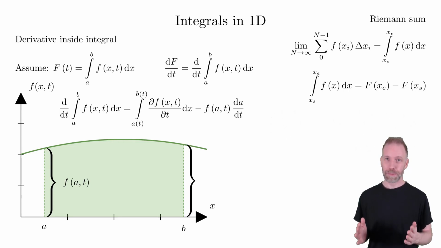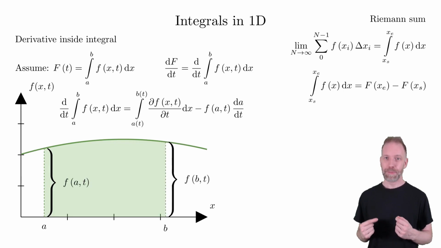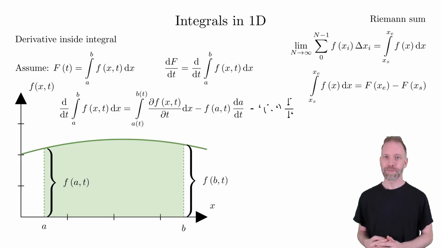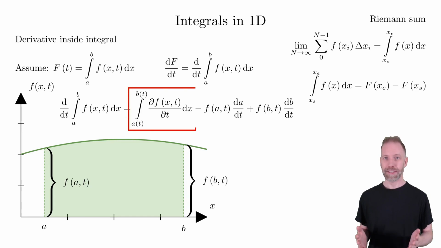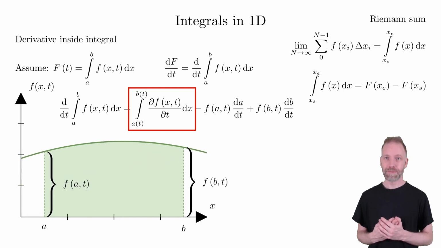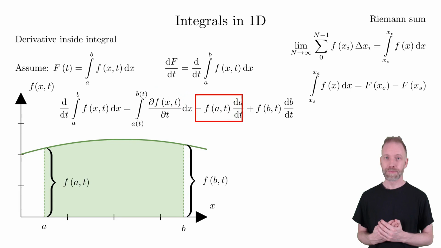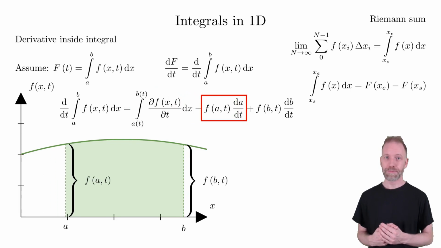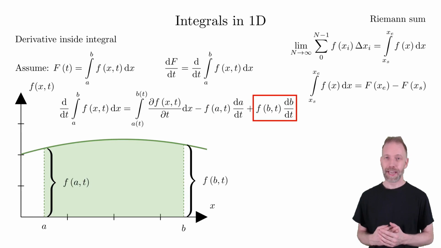We can do the same for the endpoint with height f of b and t. The change in area is the height times the velocity, db/dt. This time with a plus sign, as positive velocity increases the area. Hence, we have three options for a time derivative. Change in function value f, change in the start point a, and change in the endpoint b.